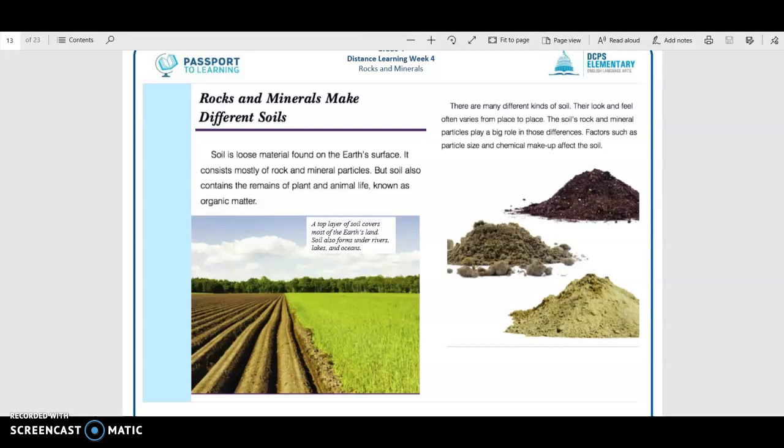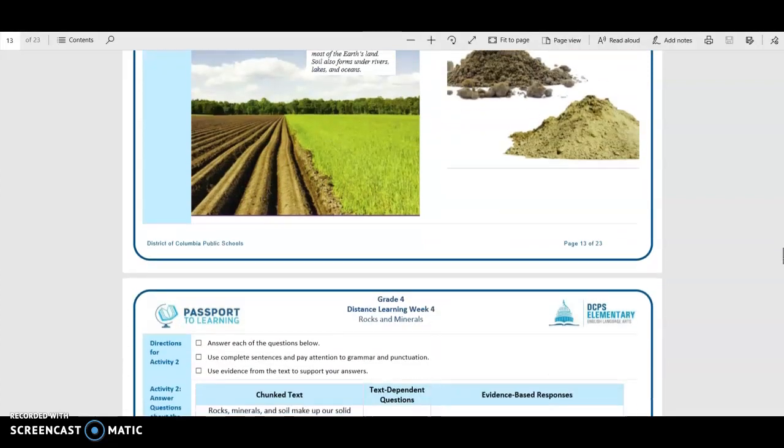There are many different kinds of soil. Their look and feel often varies from place to place. The soil's rock and mineral particles play a big role in those differences. Factors such as particle size and chemical makeup affect the soil.